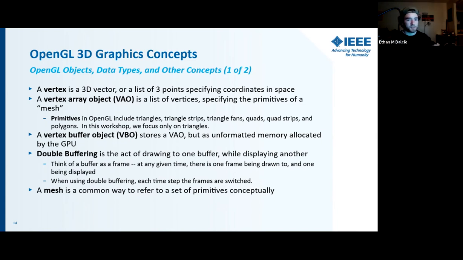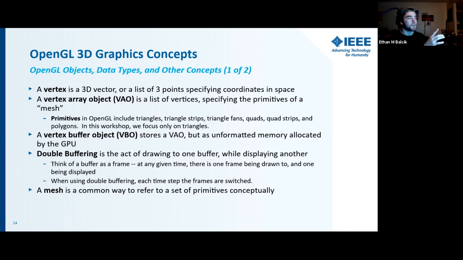So a vertex is just a 3D vector. We've been talking about vectors, and I'm assuming you're all pretty comfortable with the idea. That's all a vertex is. Then you have a vertex array object. That's just a bunch of vertices in a list. And what a vertex array object is, it exists on your GPU. And it's just a bunch of vertex data.